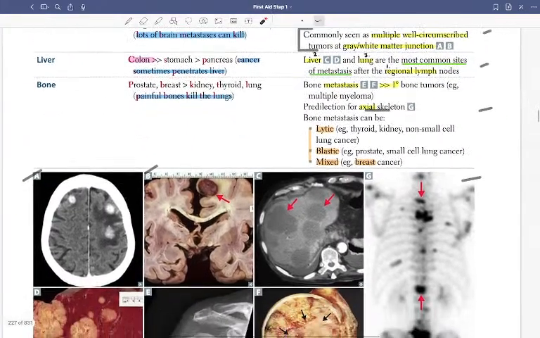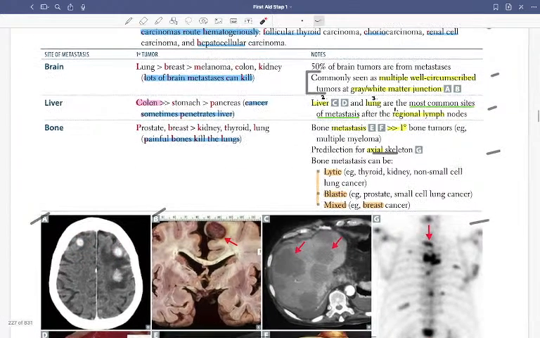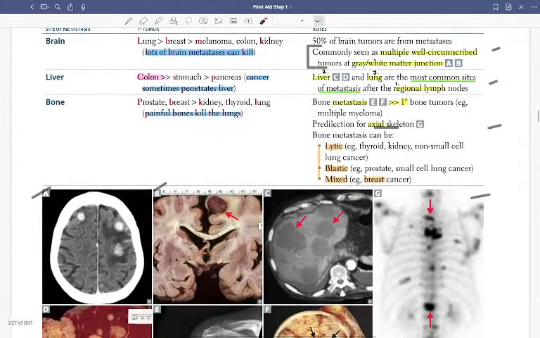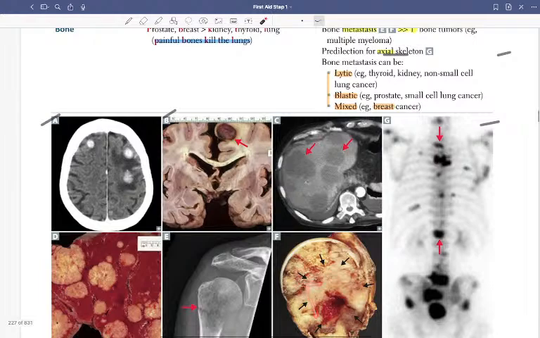Grey white matter junction means mainly you'll find it at the grey white matter junction. When it is a metastasis, then the lesion will be at the gray white matter junction. See this B, gray white matter junction. You can see this, and this is the liver, and then this is the bone mets F.